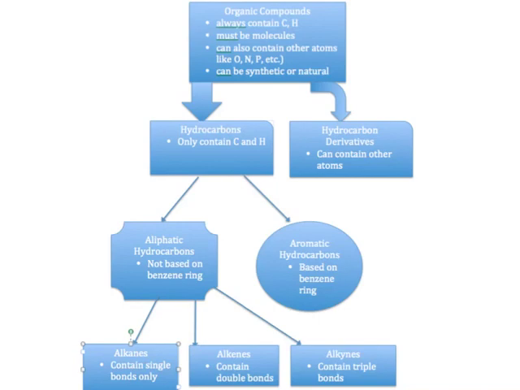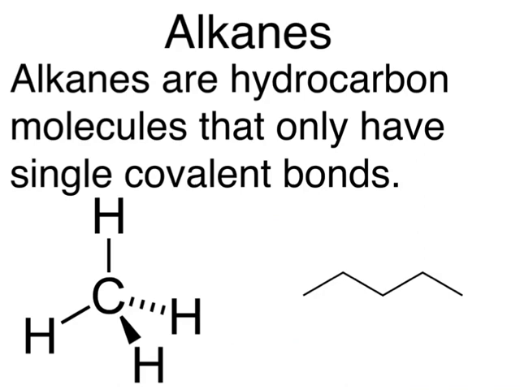Let's look at a definition. Alkanes are hydrocarbon molecules that only have single covalent bonds. And in this drawing down here, you can see that there's one carbon and four hydrogens. Notice that there's only single bonds.